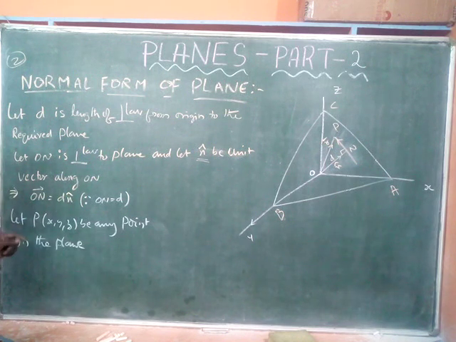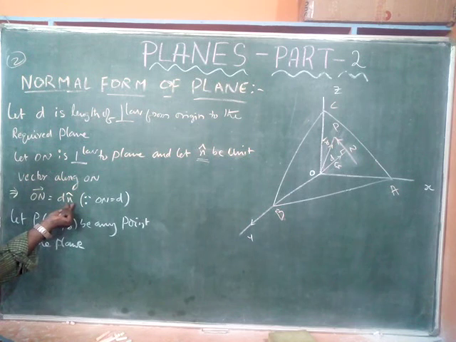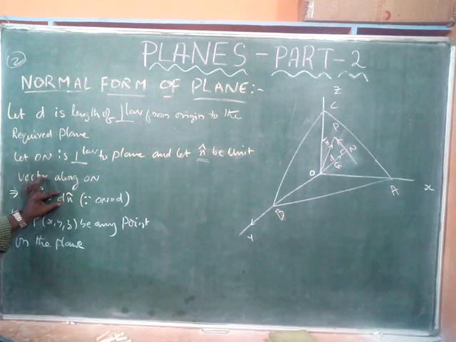Then ON bar is the ON vector. That is length into direction. D is the length of ON, and N cap. ON is a length only, the normal, the perpendicular from the origin to the surface of the plane. But we are taking ON as a vector. Vector means magnitude as well as direction. N cap means direction. Unit vector means direction. So D is the length, N cap is the unit vector. That is ON bar.